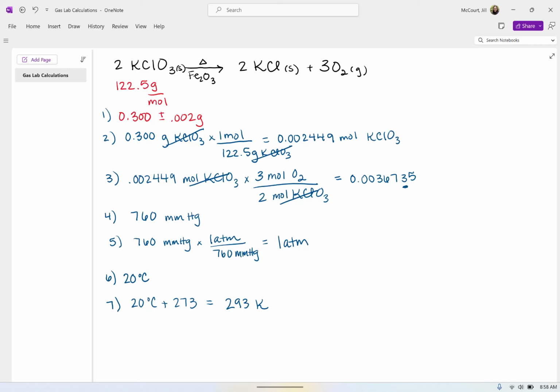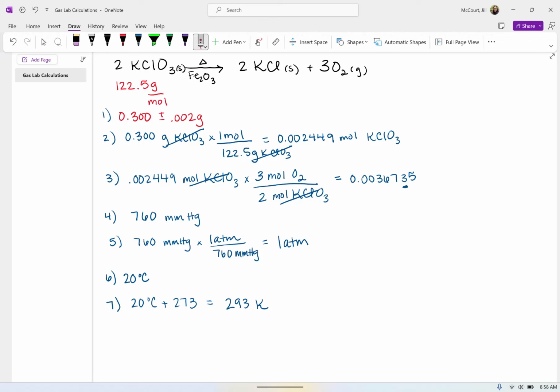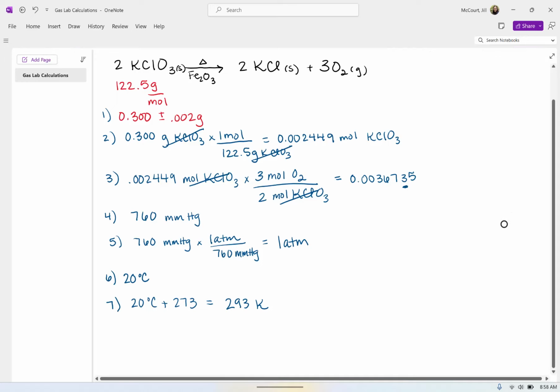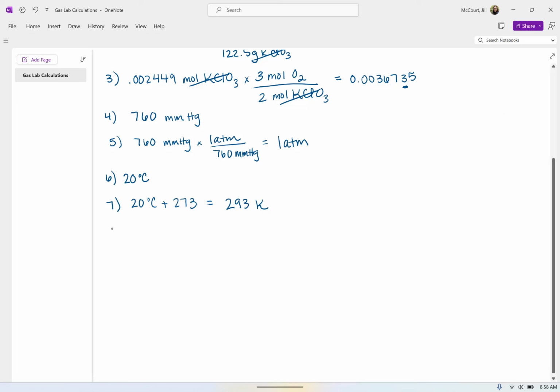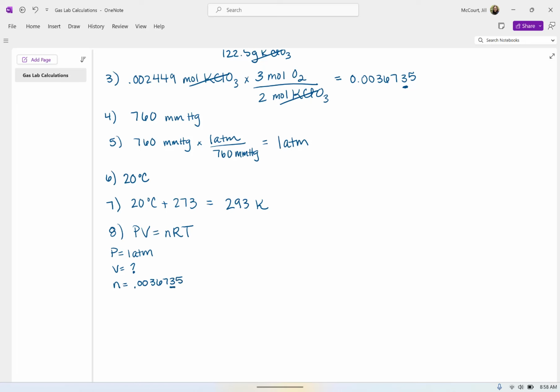So now we're able to predict the amount of oxygen gas product that we could expect to get. In order to do this, we're going to have to use the ideal gas law, PV equals nRT. Our pressure is 1 atmosphere. Our volume is our unknown. Our n is 0.0036735, and I'm going to note that that's my last digit that I know for sure.